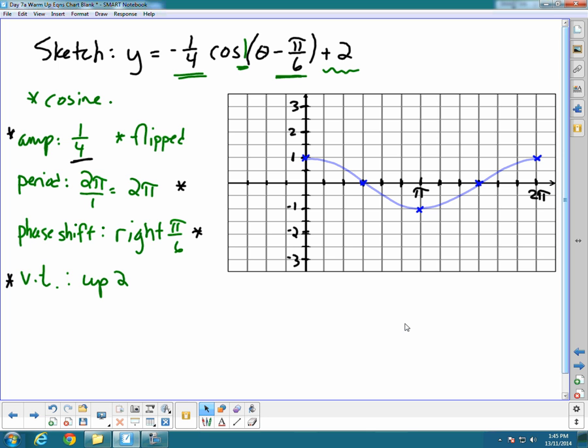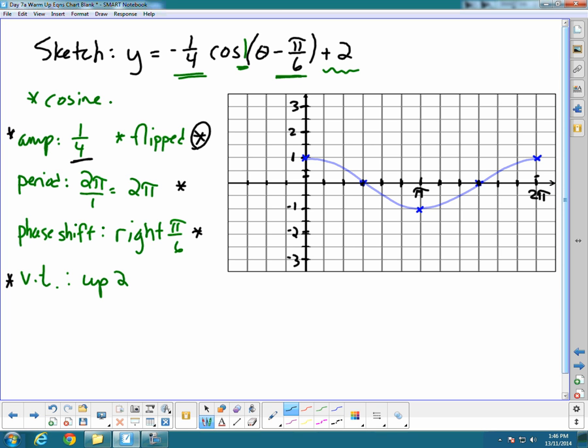What I'm going to do now is redraw it, but I'm going to draw it with the amplitude in mind and the fact that it's flipped. So the amplitude tells me that it's only going to go up a quarter. So it would sort of start here, end here. Instead of going all the way down to 1, it's going to only go down to a quarter. The zeros are still going to be the same. So that would be an amplitude of 1/4, really, really skinny graph.